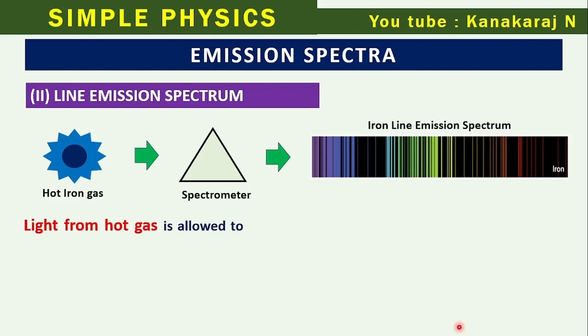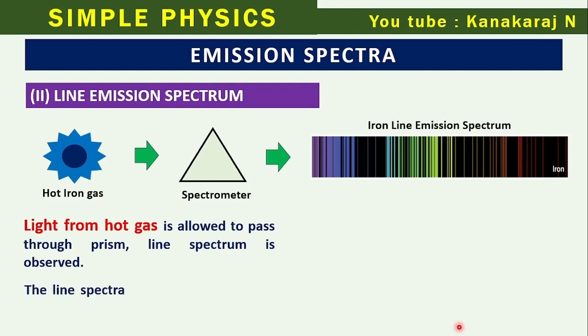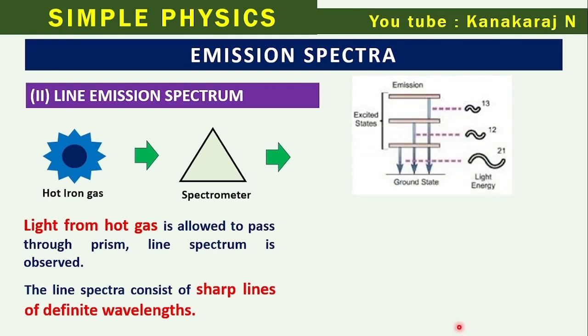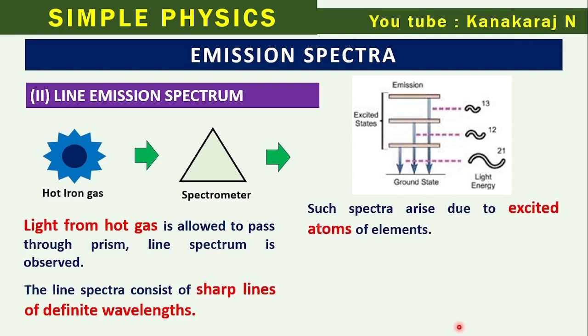Light from hot gas is allowed to pass through a prism. A line spectrum is observed. The line spectra consist of sharp lines of definite wavelengths. This line spectra is due to excited atoms. When the electrons from excited atoms return to ground state, they give out energy in the form of light of definite wavelength. Such spectra arise due to excited atoms of elements.